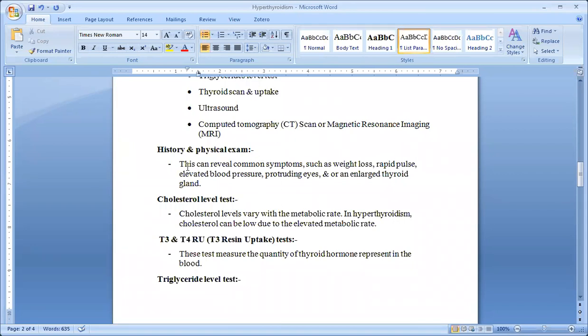So this only reveals common symptoms such as weight loss.